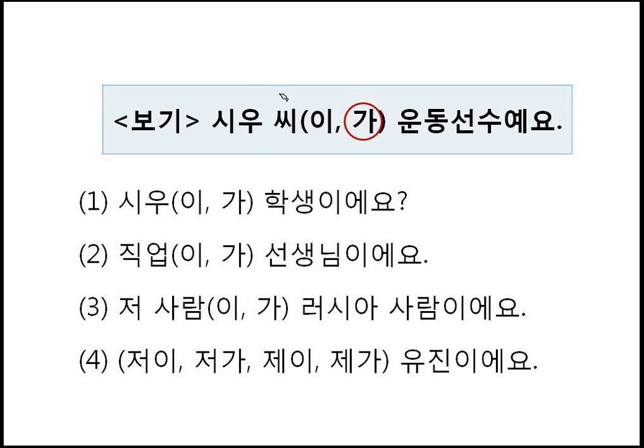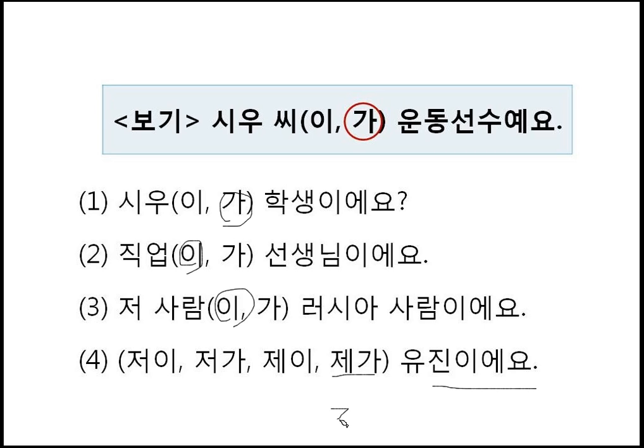Yes, let's practice it. 시우 씨가 운동선수예요. Mr. Siu is a sports player. And then, the subject particle 가 is used. There is no ending consonant here. Likewise, 시우가 학생이에요. Is 시우 a student? And 직업이 선생님이에요. My job is teacher. And 저 사람? Yes, 이 러시아 사람이에요. That person is Russian.